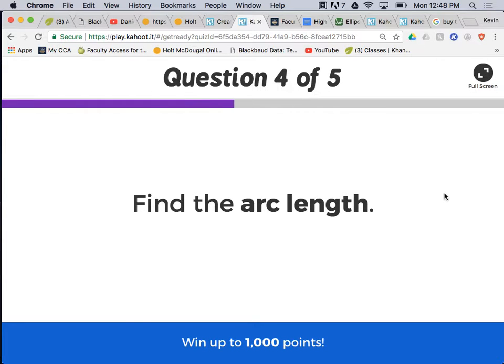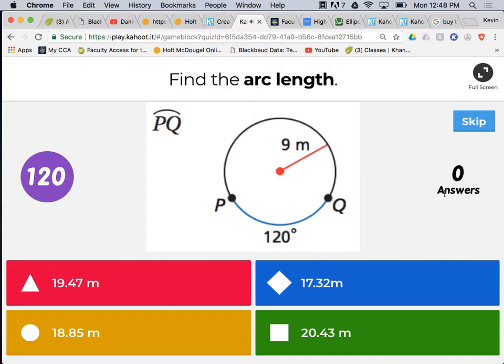All right, find the arc length. 2 pi r times theta over 360.